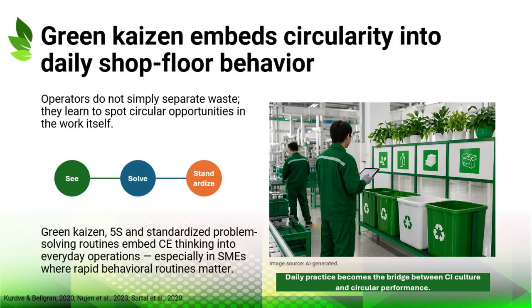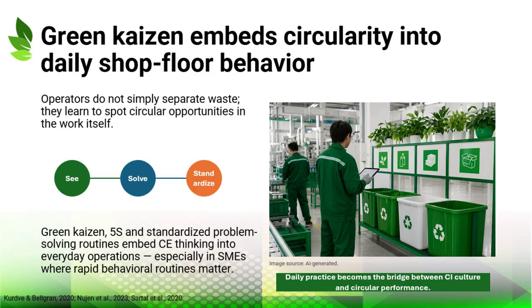Green Kaizen is central because it changes operator behavior. In traditional waste management, operators may only separate waste after it appears. With Green Kaizen, they are encouraged to observe where waste is created, solve the cause, and standardize better routines. The Green Performance Map uses the waste hierarchy to help teams move from disposal toward reduction and reuse.